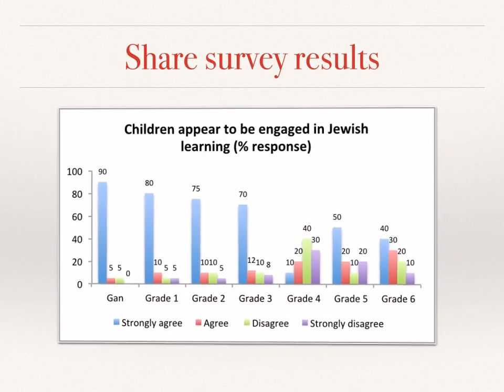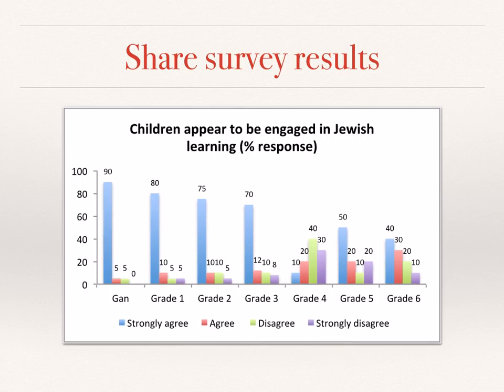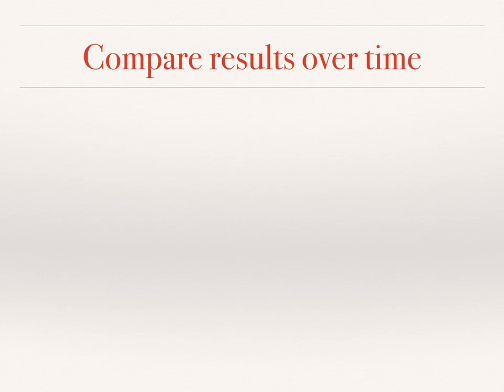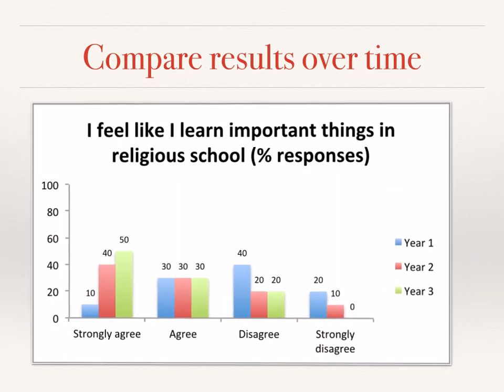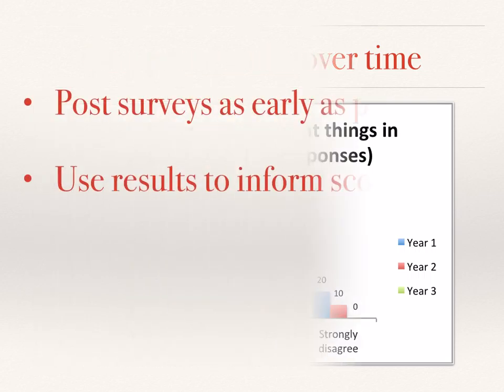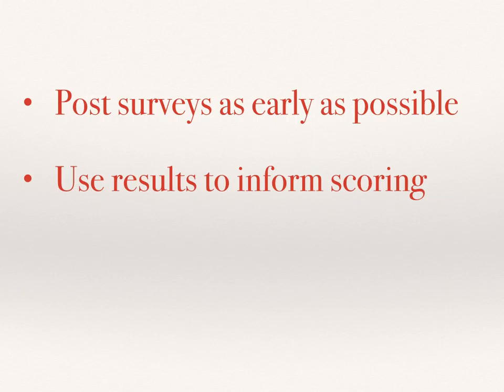Share the survey results. You can share a link to the survey results in an email or newsletter, or write an executive summary of the results and then share it. Eventually, you can compare survey results over time to see how well the school is doing toward meeting its goals. Finally, post surveys as early as possible so you'll have the results back in time to use them to inform scoring.